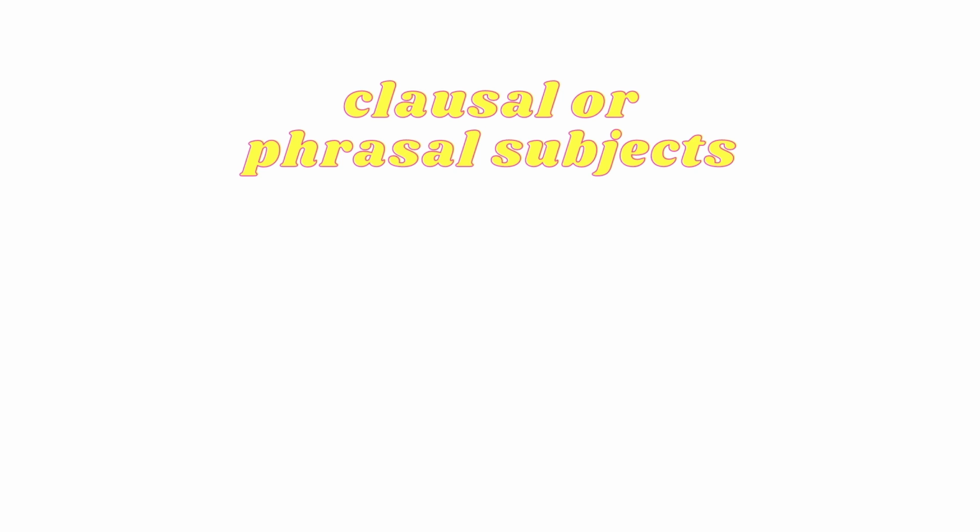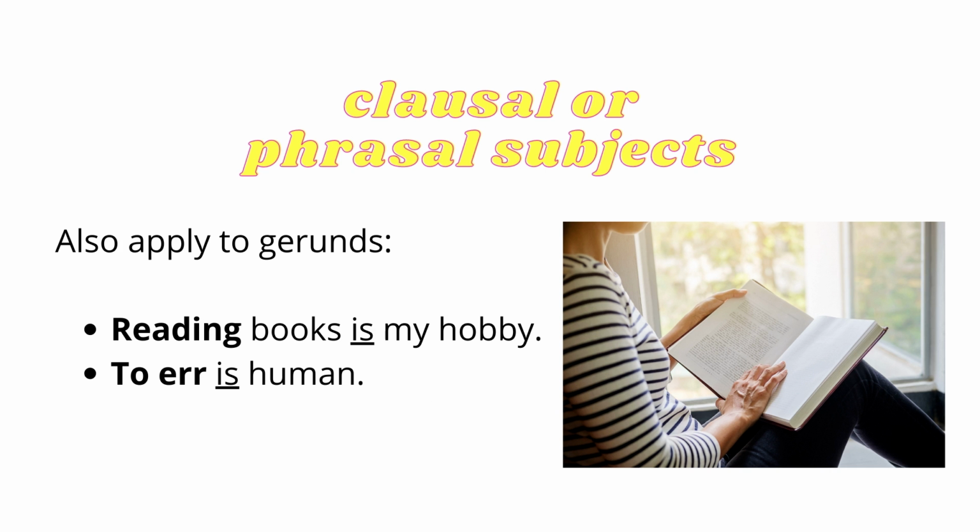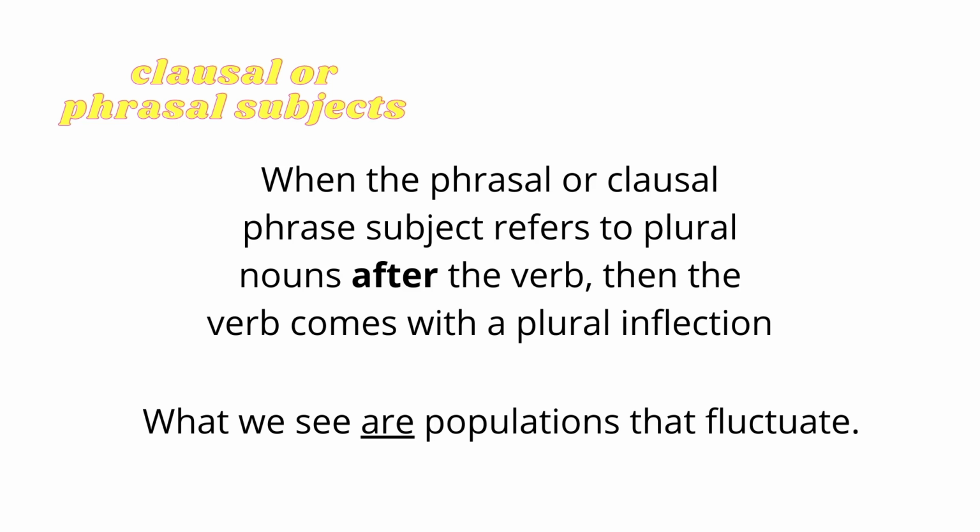In the case of clausal or phrasal subjects, the traditional rule is to always have a singular inflection, as illustrated in the following. That the children want friends doesn't surprise me. What they want is revolutions everywhere. This also applies to gerunds such as the following. Reading books is my hobby. To err is human.